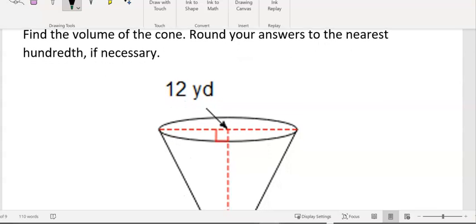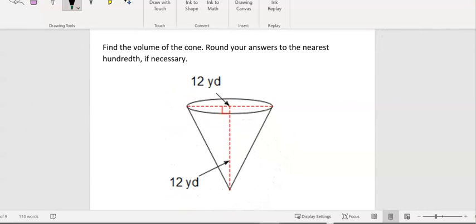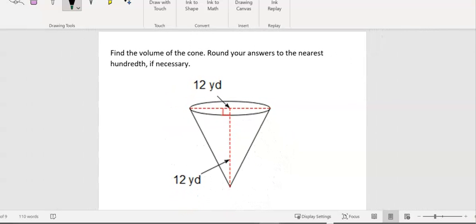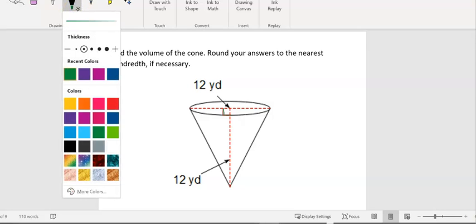If we look at this cone, we have a cone that is 12 yards across on the bottom, and this 12 yards is the height. You can tell it's the height because there's a 90-degree angle right here. If you don't have that, you don't know whether that's a height. So let's talk about how to find the volume of this cone.